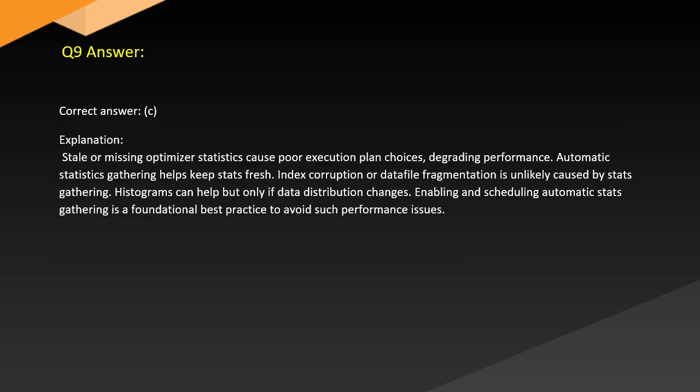Answer. Correct answer: C. Explanation. Stale or missing optimizer statistics cause poor execution plan choices, degrading performance. Automatic statistics gathering helps keep stats fresh. Index corruption or data file fragmentation is unlikely caused by stats gathering. Histograms can help, but only if data distribution changes. Enabling and scheduling automatic stats gathering is a foundational best practice to avoid such performance issues.